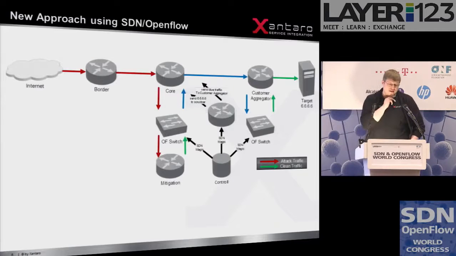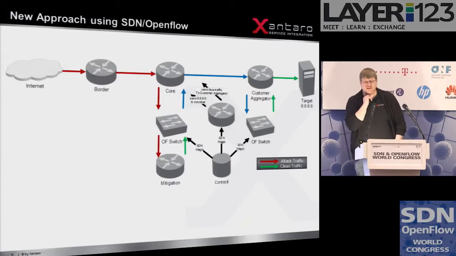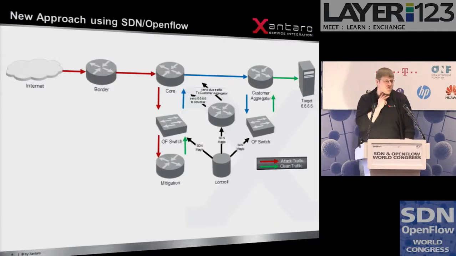I've called it SDN Magic down there in the corner. The idea is we still have the normal architecture I described before. We have a border, a core, and a customer aggregation network, and we need to get the traffic off-ramped to the mitigation device, and afterwards we need to forward it back through the network. I will go into details when I'm zooming into the specific parts. I'll take the red traffic, which is the attack traffic, and send it to the mitigation device below.